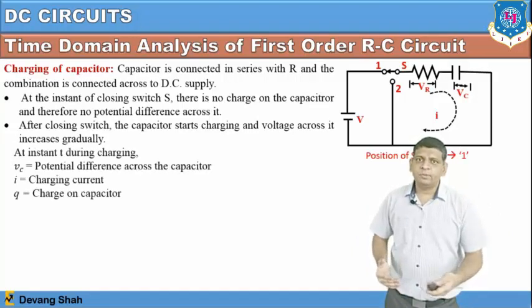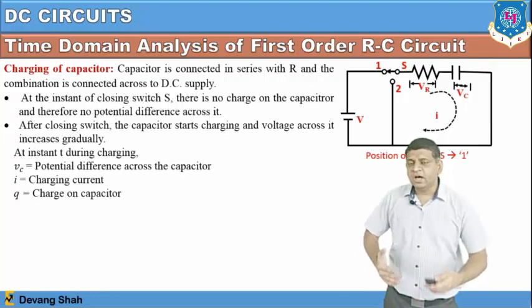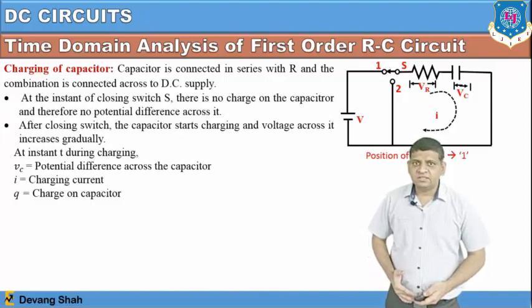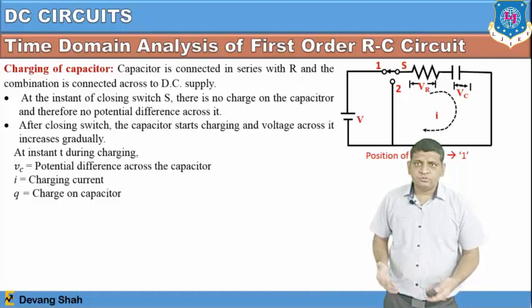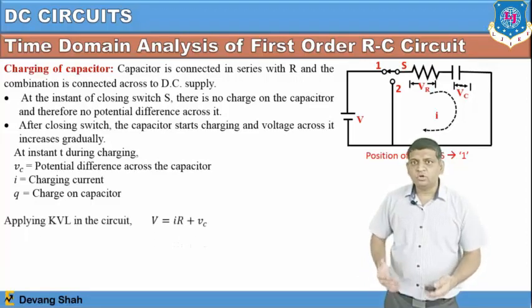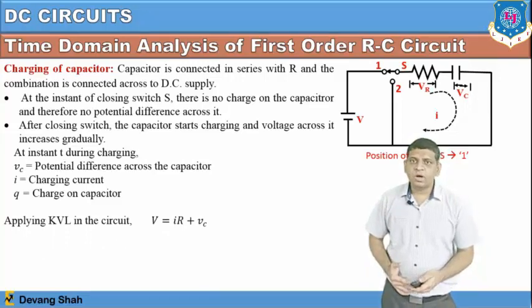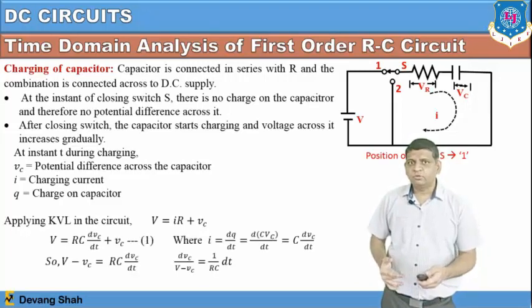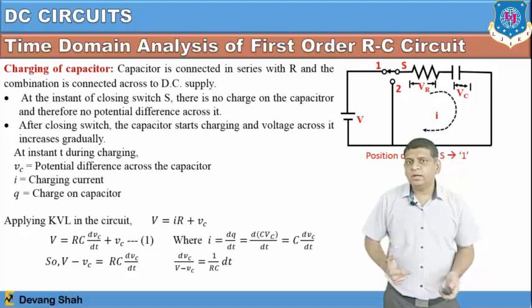Here V is the applied source, Vc is the voltage drop across the capacitor, Vr is the voltage drop across the resistance, I is the charging current, and the charge in a capacitor we define as Q. Applying Kirchhoff's voltage law in this loop, total V is equal to IR plus Vc. From this I can write the equation V is equal to R into C into dVc by dt plus Vc, where I have taken I as dq by dt.